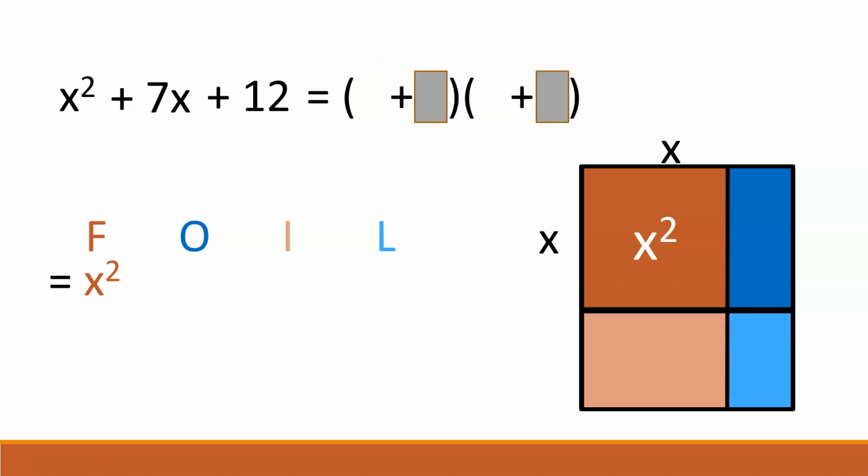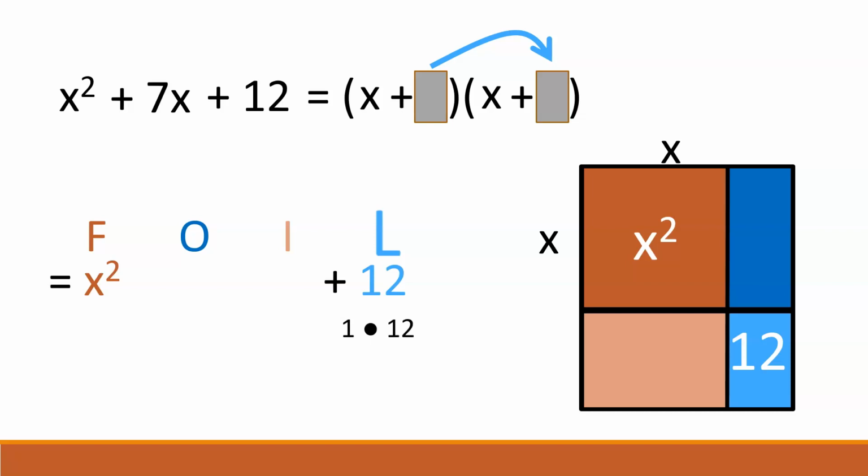Now we'll focus our attention on the last term in the trinomial. It's a 12. And that 12 comes from multiplying the last terms in each binomial. Now here's where it gets interesting, because there's more than one way to multiply two numbers together to get 12. It could be 1 times 12, or 2 times 6, or 3 times 4. So how do we decide which of those combinations is the right one?